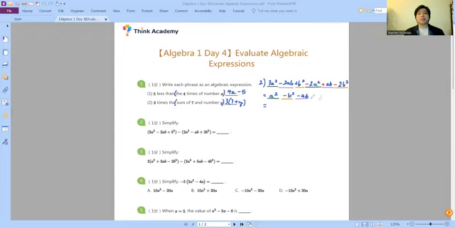I want to rewrite this so that my minus ab term is in the middle. So that'll be a squared minus ab minus b squared. Let me write that down in this blank here. a squared minus ab minus b squared.